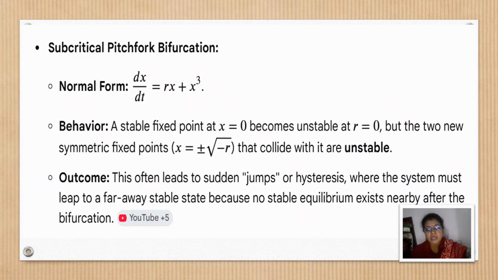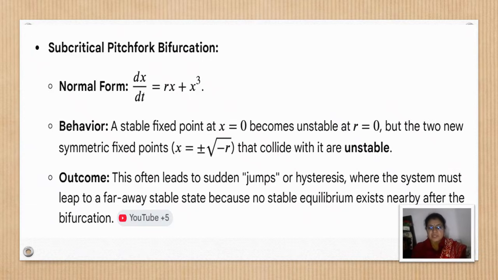But for r less than 0, what will we get? The derivative would be r plus 3x square. Now it is going to be r less than 0. So minus of minus root, it would be positive. If you square it, it is going to be r plus 3 into the square root, the entire thing squared. So it is going to be 4r. So it is going to be everything greater than 0. So it will be a stable fixed point for both the roots.